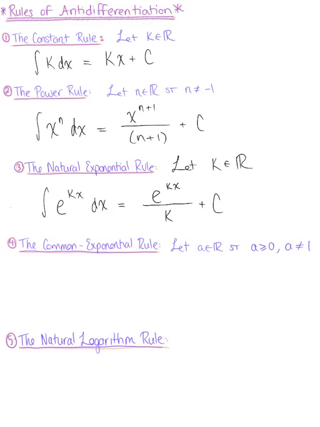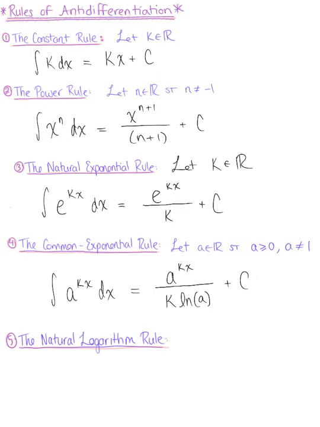We also have a common exponential rule. Here we let a be a real number greater than or equal to 0 but not equal to 1. And we have an exponential base a raised to the kx. When we integrate this, we're left with that exponential base a raised to the k times x divided by k multiplied by the natural log of a plus c.